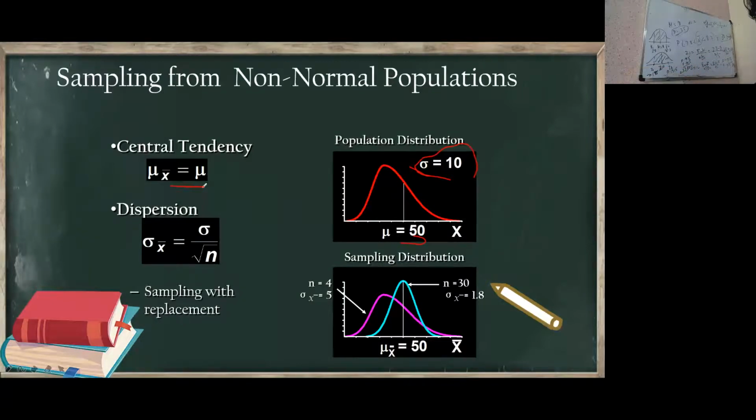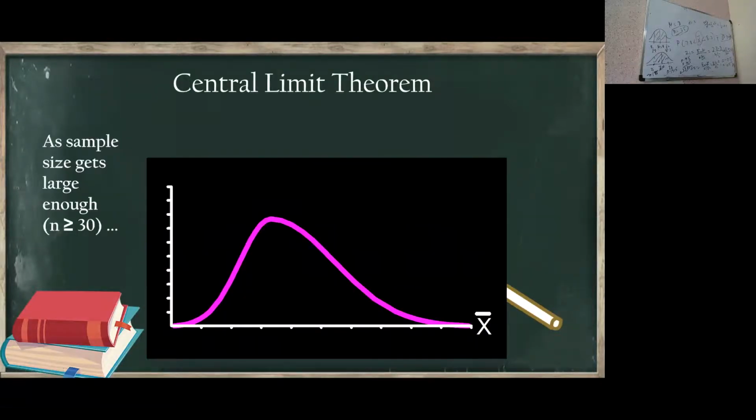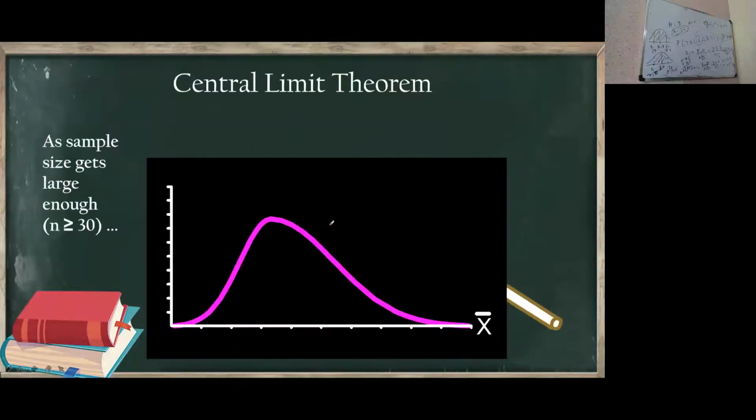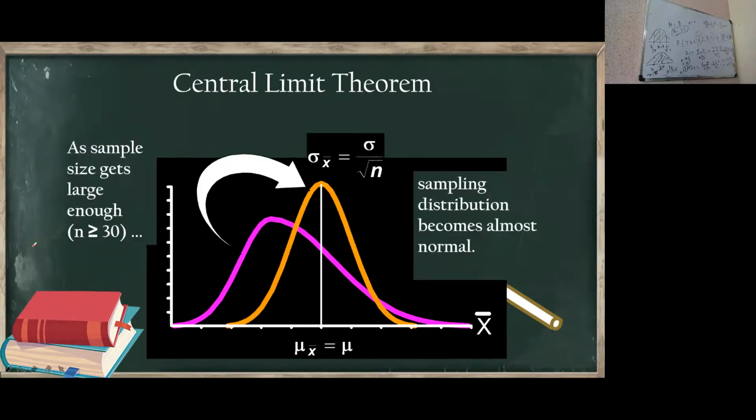Then if you have n equal to 4, this is the first one. When n is 4 and when n is 30, it will definitely change the shape. That's for a non-normal population, if one is skewed. As I told you, the number of people I observed for the use of 5G technology in future. So the central limit theorem tells us that as the sample size gets large enough, if it's greater than or equal to 30, the sampling distribution becomes almost normal. Do you understand?